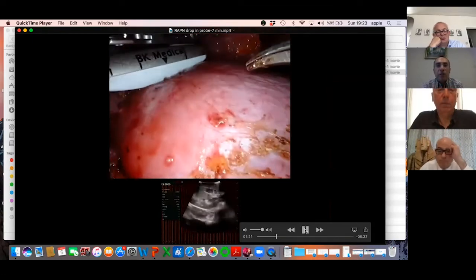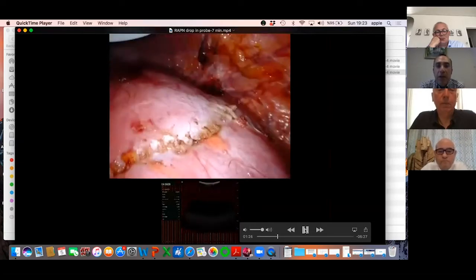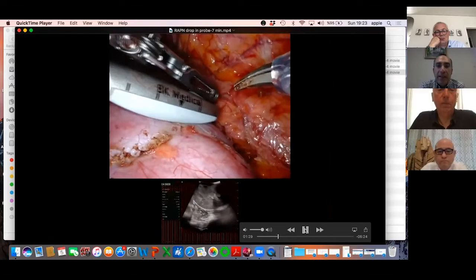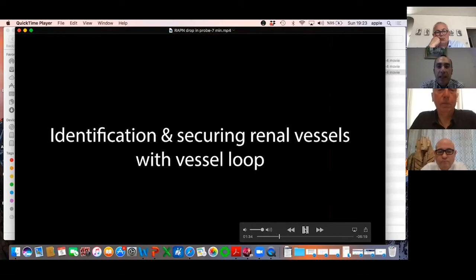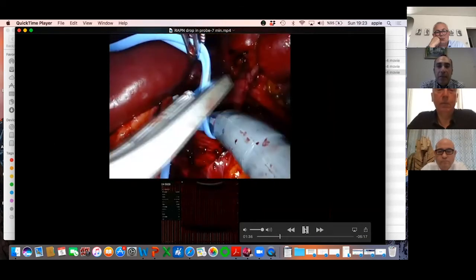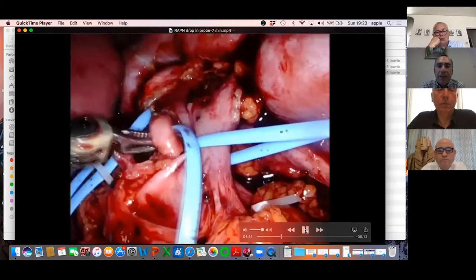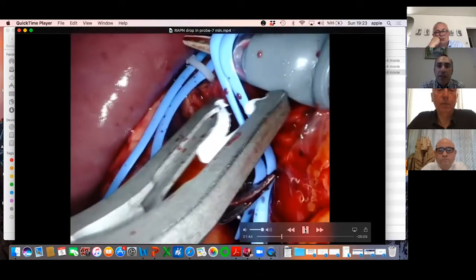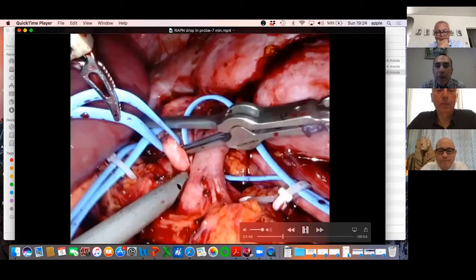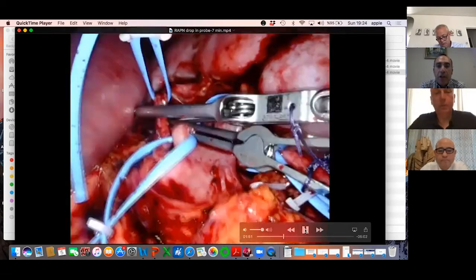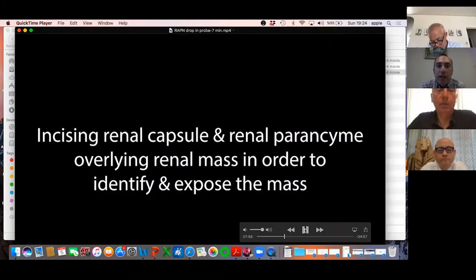So in this type of surgery, we can always have major bleeding if we injure the main vessels underlying the kidney. So we are prepared for that. And as I said before, I secure all of the vessels one by one with a vascular tape, just in case, so I can identify them easily. So before starting to perform partial nephrectomy, I applied bulldog clamps on the artery and the vein.